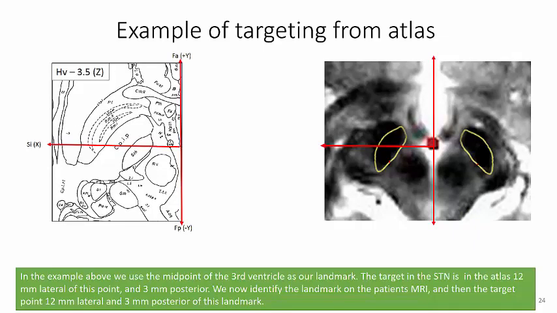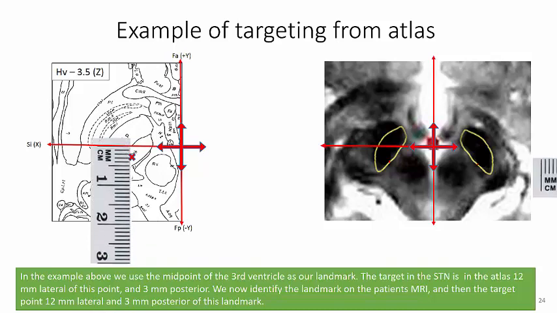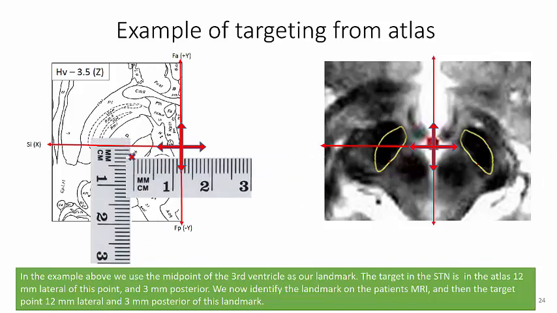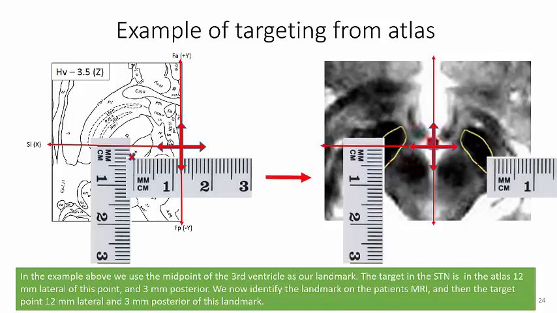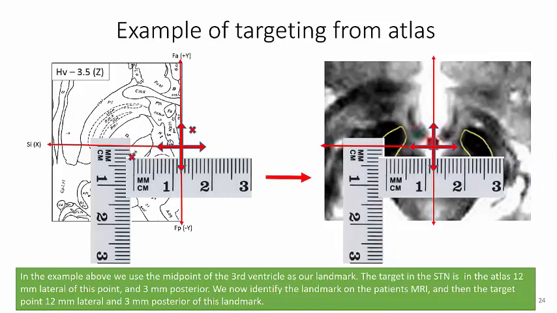If we look at an example of targeting from atlas, then above we are using the midpoint of the third ventricle as our landmark. The target in the STN is in the atlas 12 mm lateral of this point and 3 mm posterior. We now identify the landmark on the patient's MRI and then the target point 12 mm lateral and 3 mm posterior of this landmark.